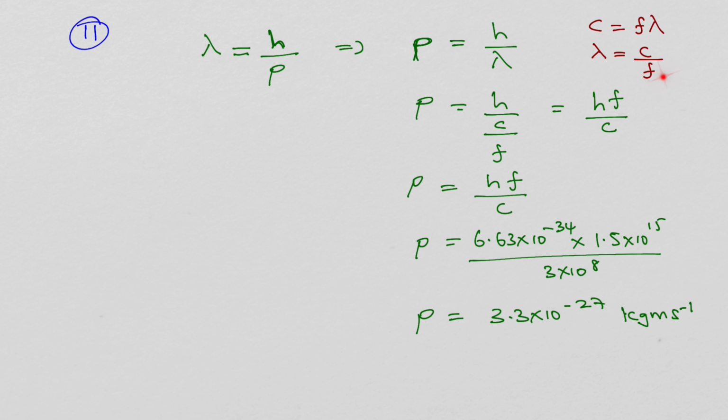Replace lambda with c over f here, and then we get hf over c. So therefore momentum is hf over c. Plug in the Planck constant times the frequency divided by the speed of light, and we get the momentum to be 3.3 × 10⁻27 kilogram meters per second, which is C. So number 11 is C.